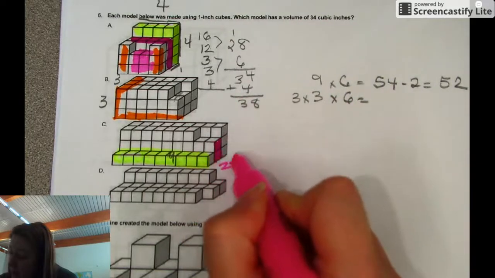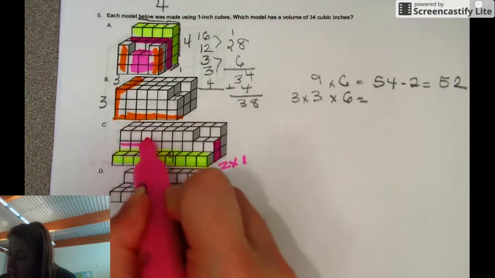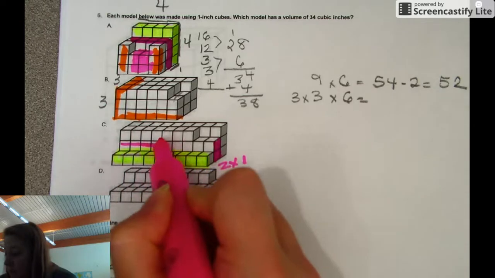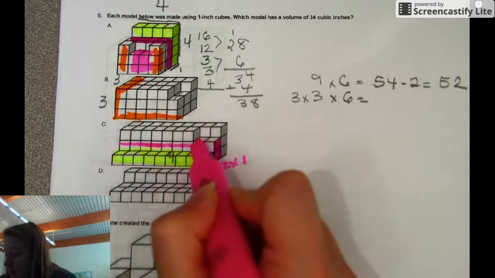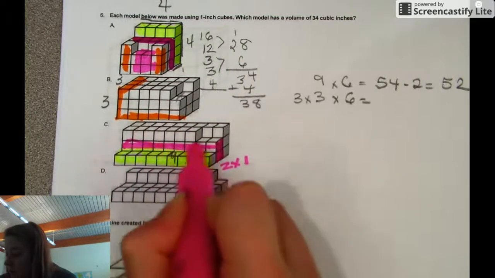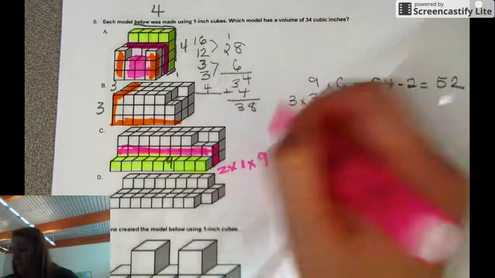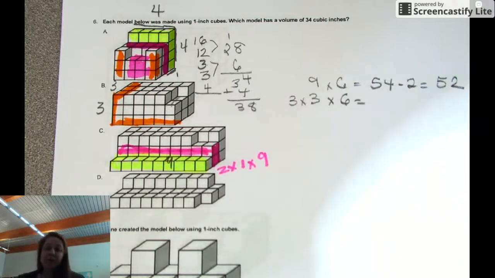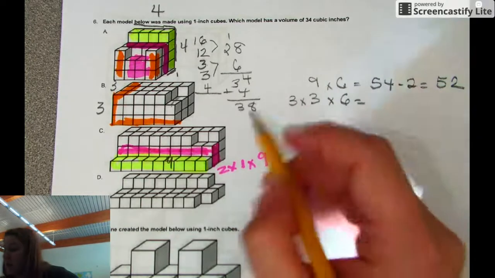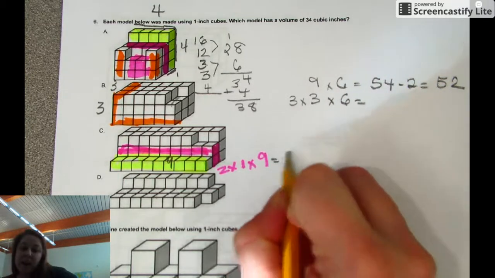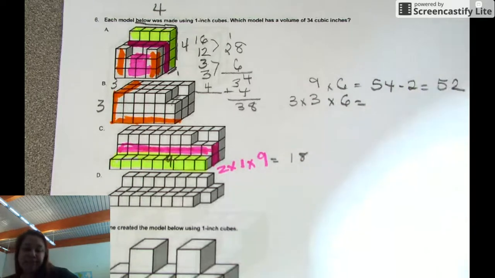2 by 1, and then I'm going to count this. 1, 2, 3, 4, 5, 6, 7, 9. I should have realized that was 9 because the other one was 9 too. So my pink box is 2 times 1 times 9. And when you multiply that out, you get 18, right?